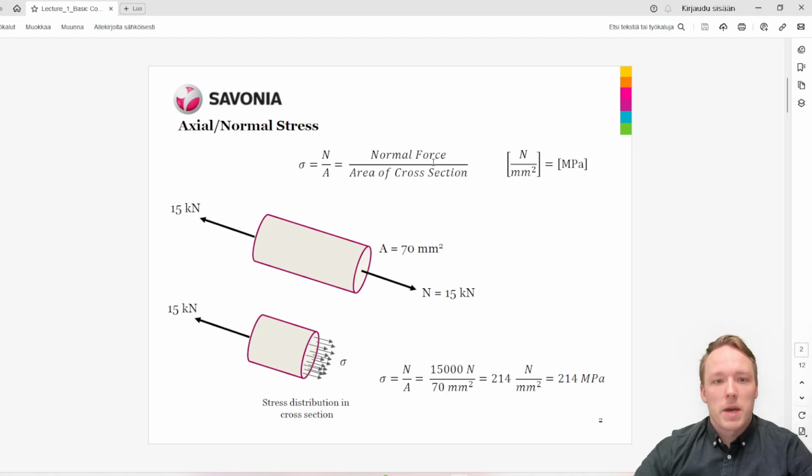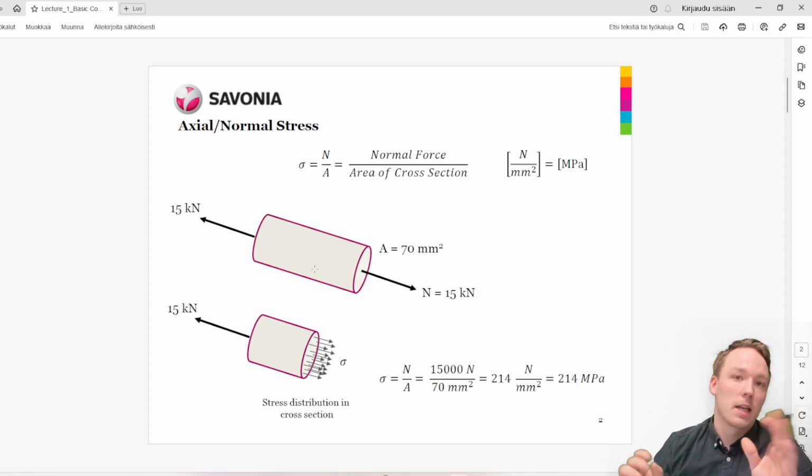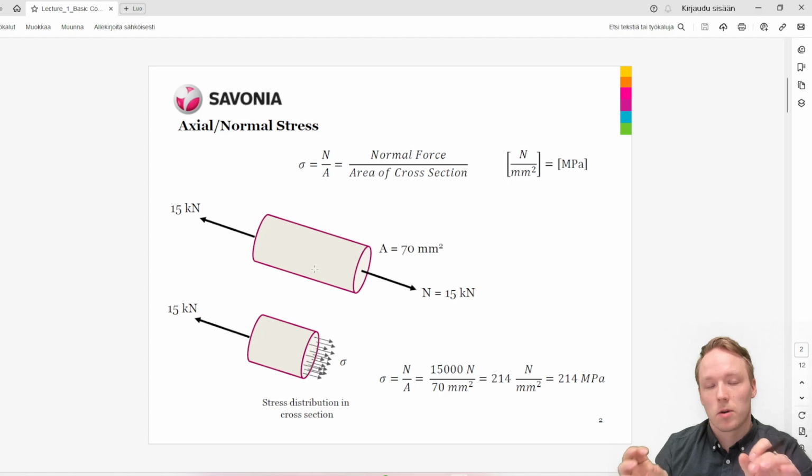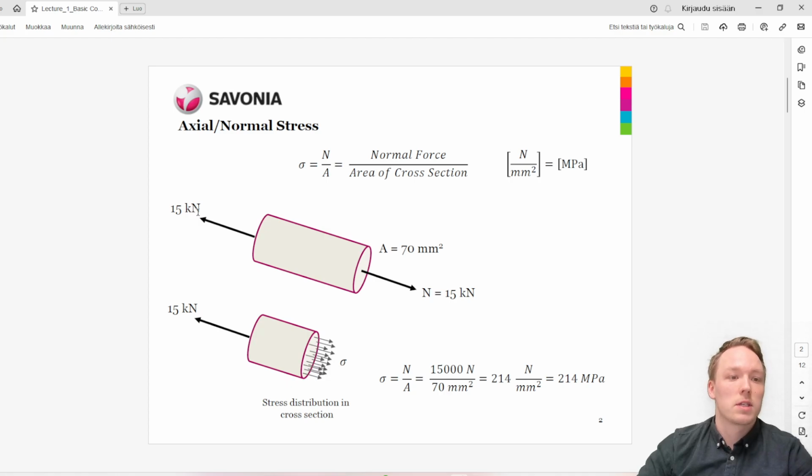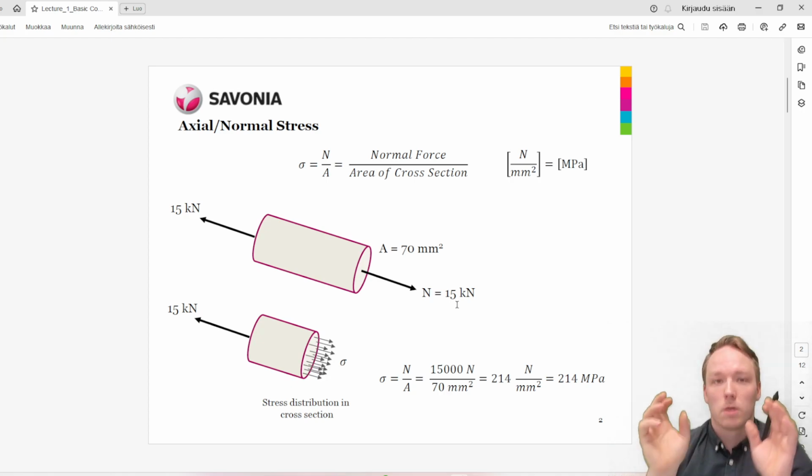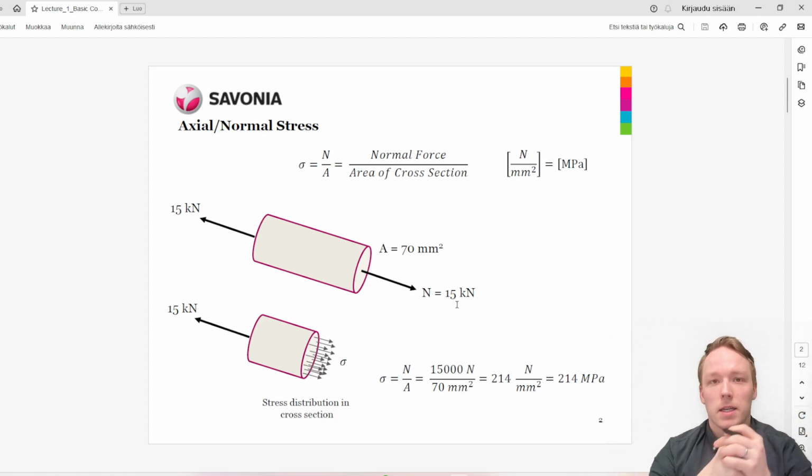So first, most basic scenario is the axial or normal stress. On this slide you can see there's a simple case where there's a round bar and there's a force of 15 kilonewtons that is pulling on the bar. Okay? Since we all know that there's a force and there's always a reaction, so you can see that the same force is applied to the both ends because there has to be reaction force as well. So this object is stationary. It's in equilibrium, as you know from mechanics course.